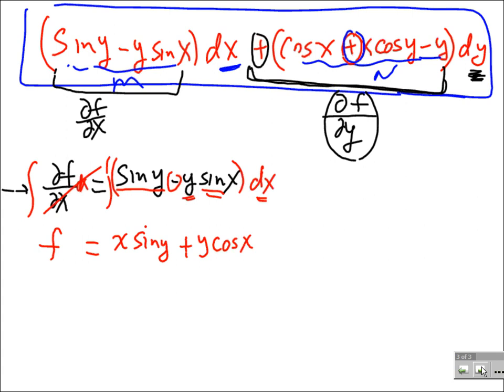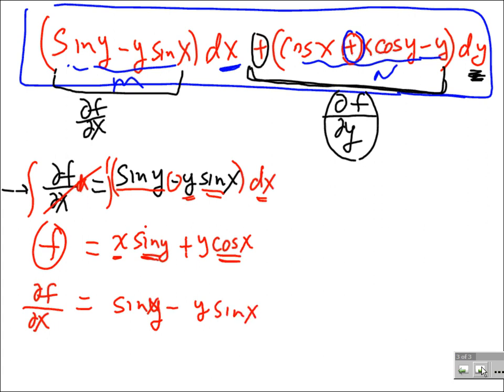So I'm going to check to see that I did this right. I'm going to take the partial of f with respect to x. So you have x times a constant. The derivative, or partial derivative, will just be the constant plus y times the derivative of cosine x, which is negative sine x. And I got exactly what I had up here.